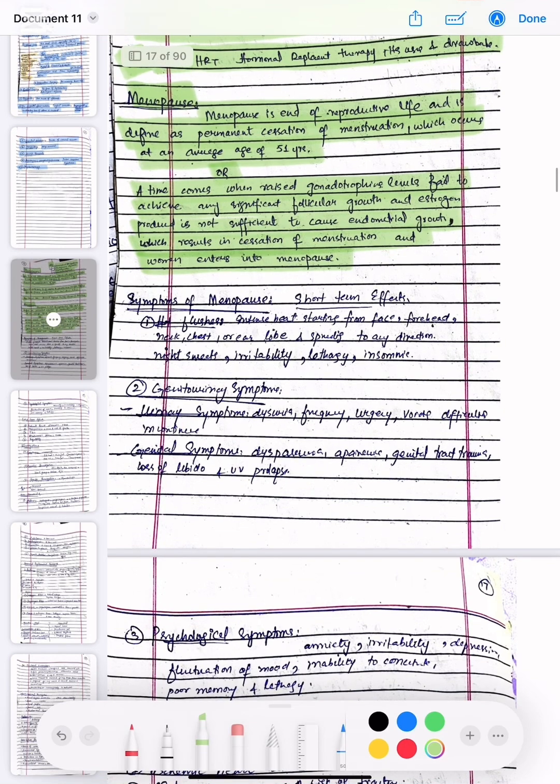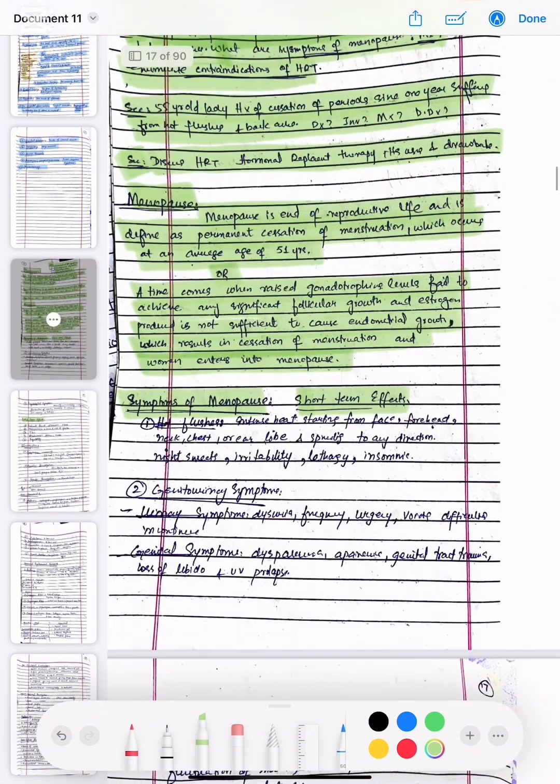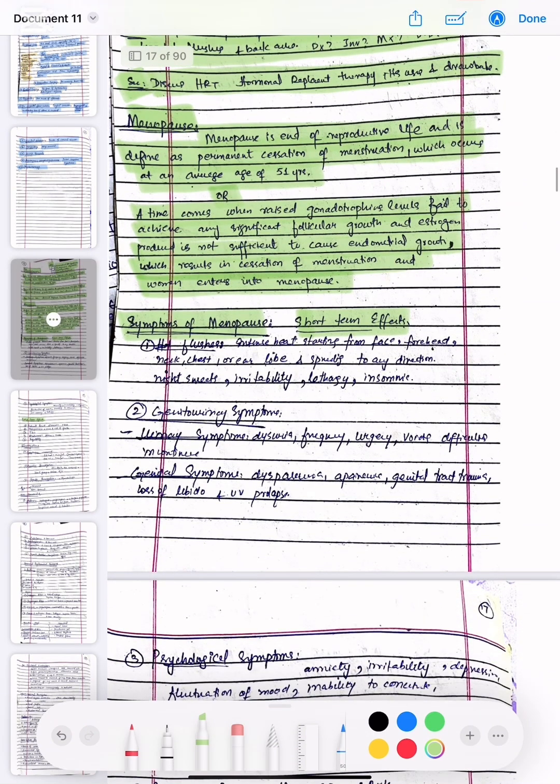Now, what are the symptoms of menopause? These are short-term effects and long-term effects. The short-term effects of menopause are hot flashes, that is intense heat starting from the face, forehead, neck, chest, or earlobe and spreading in any direction. Night sweats, irritability, lethargy, and insomnia are present.